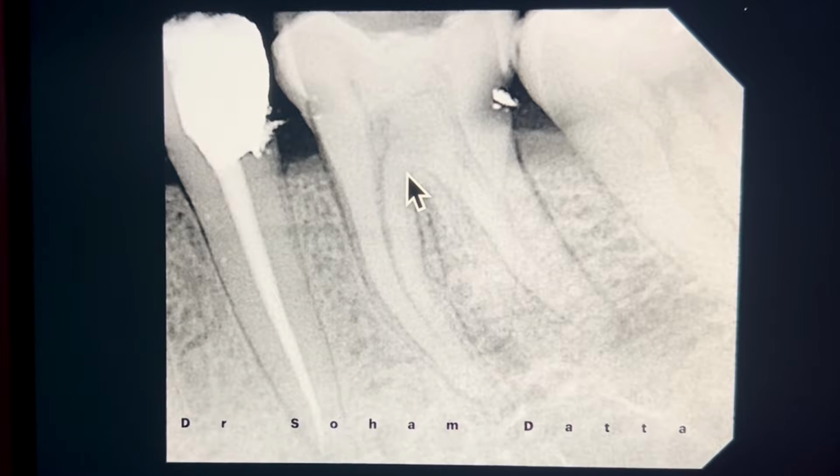Now, if you follow the shadow of the periodontal space here, from here, then here, and then here, there is an extra root. If you track the periodontal space, there is an extra root.